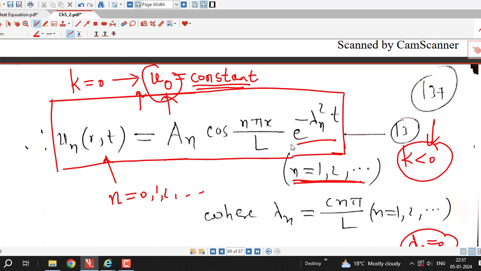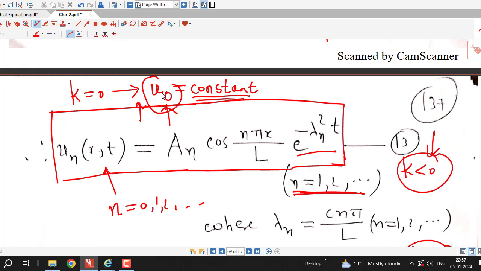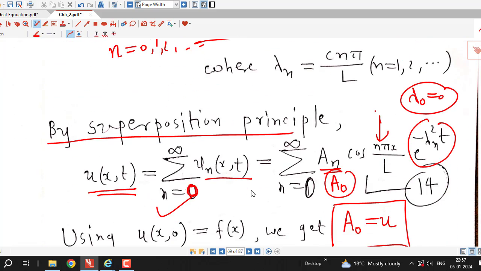So by the superposition principle, if we know that u0, u1, u2 and so on are solutions of the heat equation, then their sum u0 plus u1 plus u2 is also a solution, and therefore we can write that this equation 14 is also a solution of the given problem.